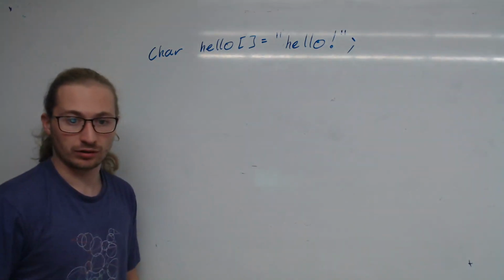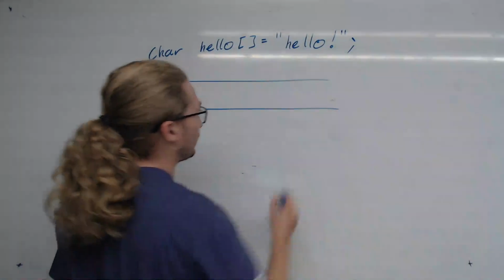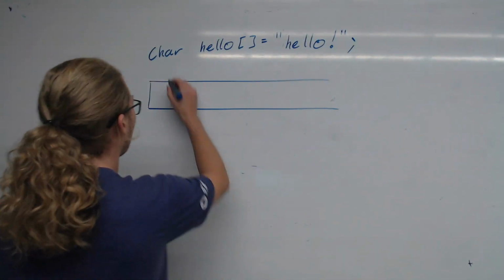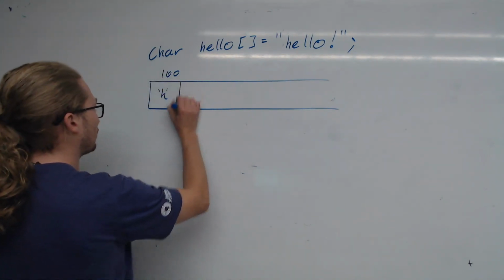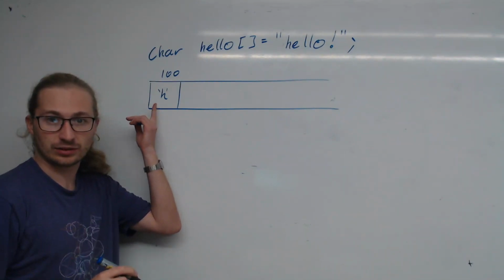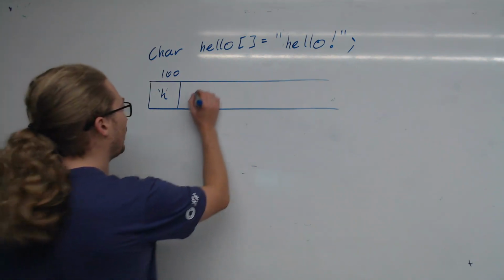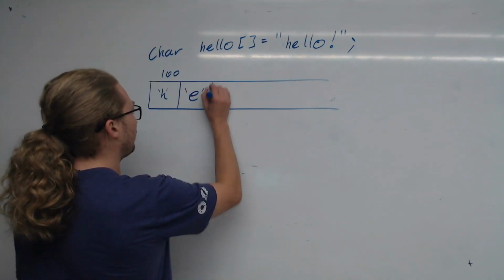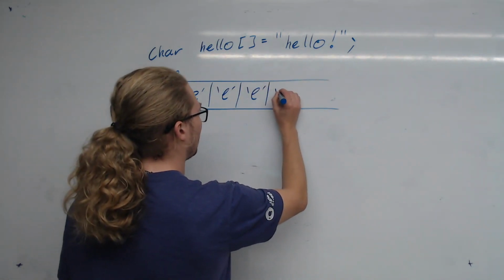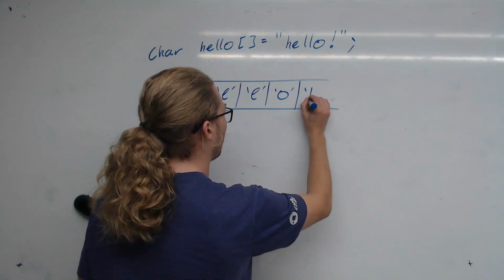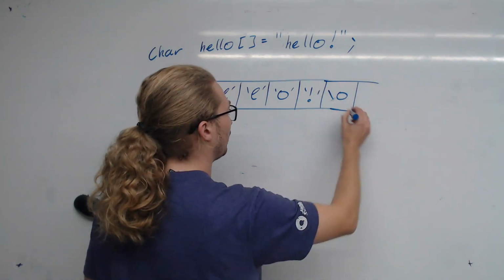Okay, so what does this look like under the hood? I've got an array of bytes somewhere in memory, who knows where. Let's say it starts at memory address 100. I'll have the character H, which in reality will be stored as the ASCII value of the character H, whatever it happens to be. And then we'll have the ASCII character E, L, L, O, an exclamation mark. And then finally, the last hidden character is a null terminator.